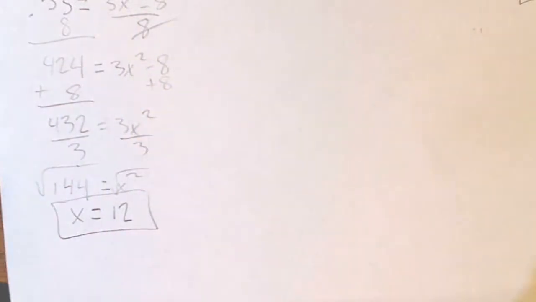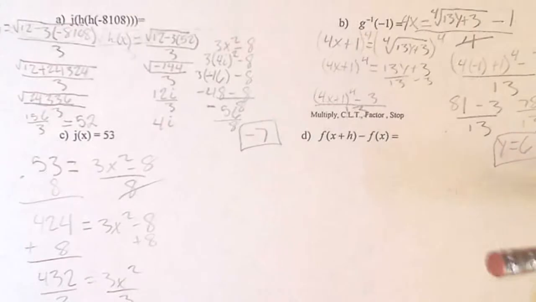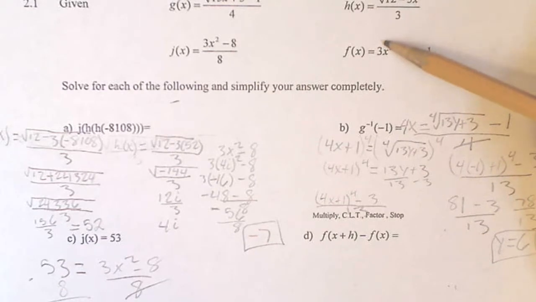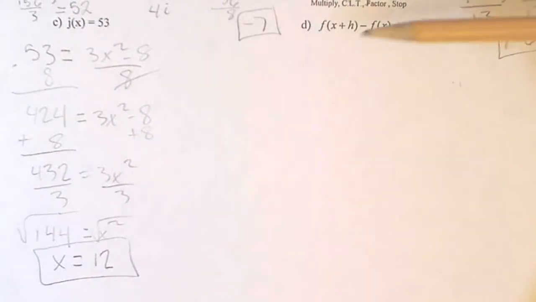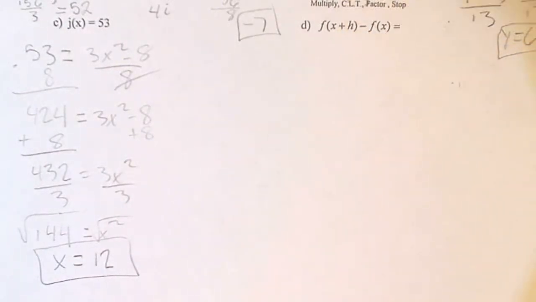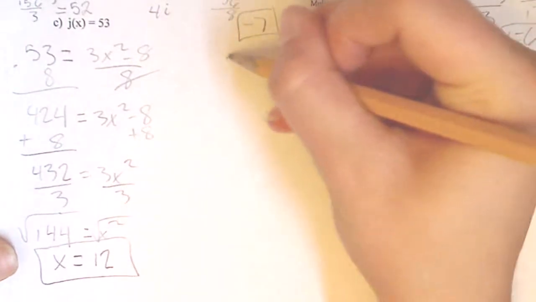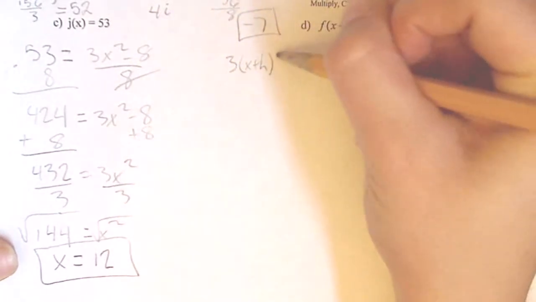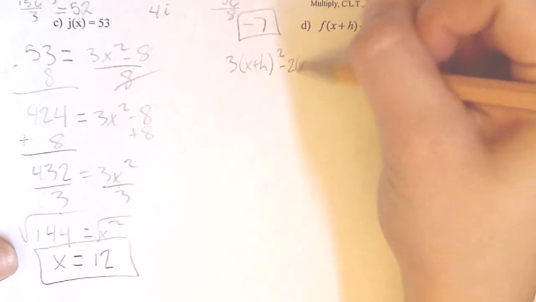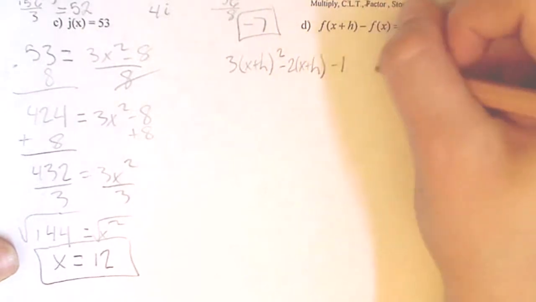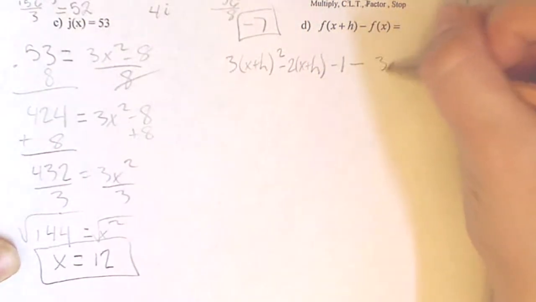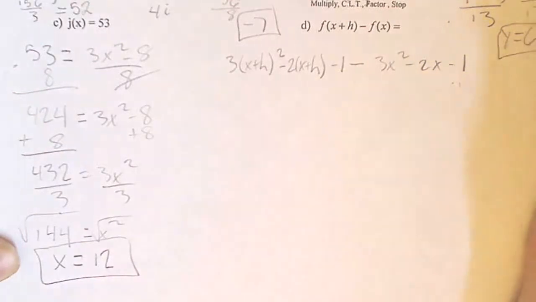And then d. So for d, you have to look back at the f of x equation. That's right here. And what you're going to do is plug in x plus h everywhere there's an x, and then you're going to subtract and plug in x for the same thing in the equation. So it looks like this: 3 times x plus h squared minus 2 times x plus h minus 1, minus 3x squared minus 2x minus 1.